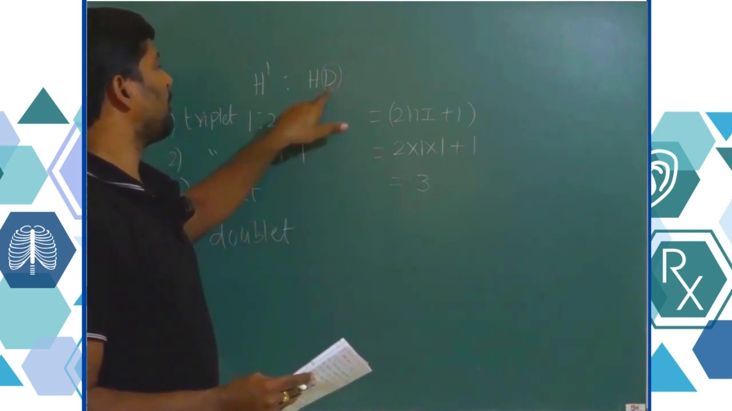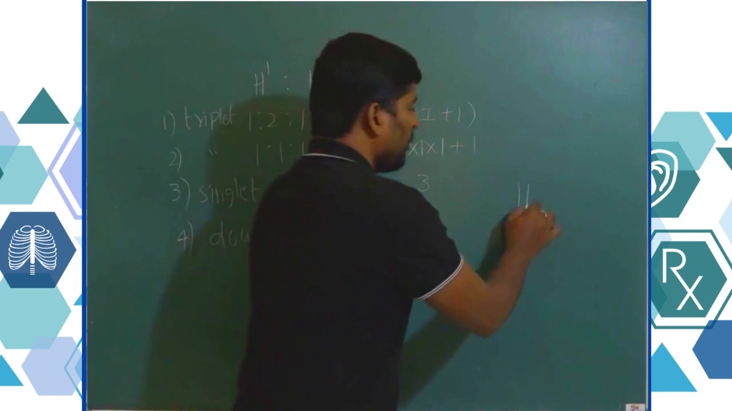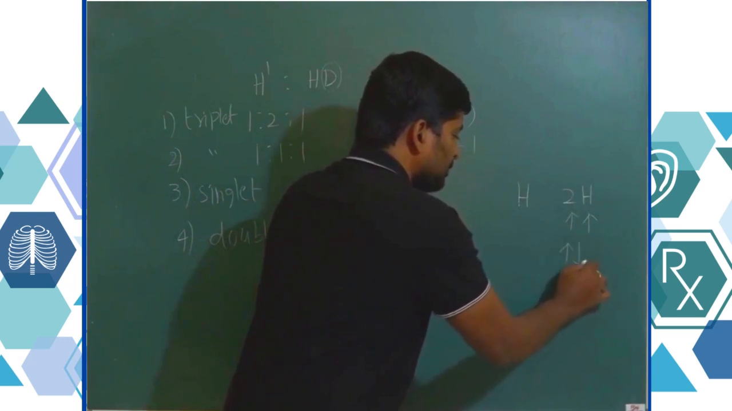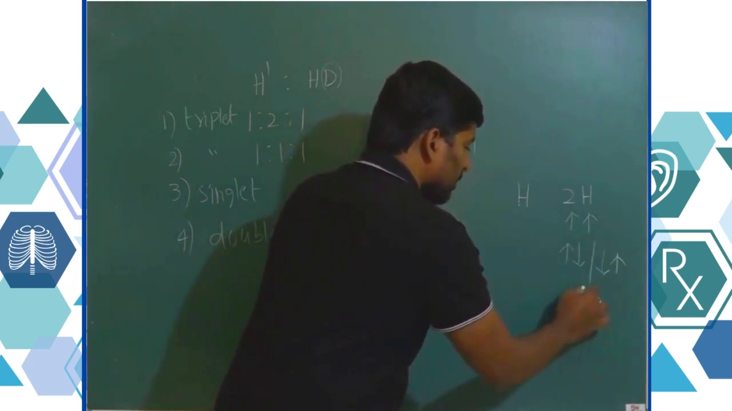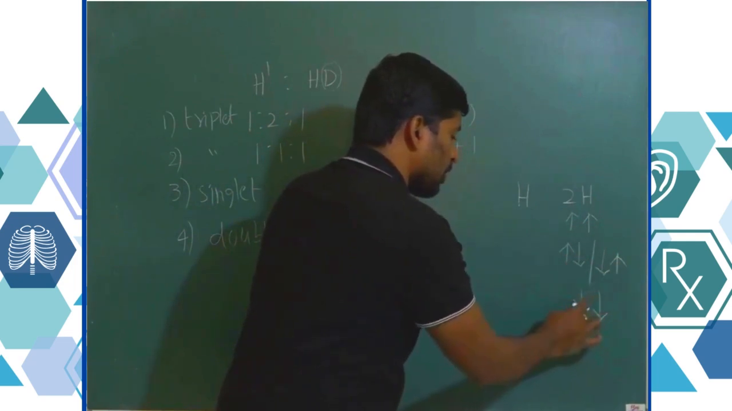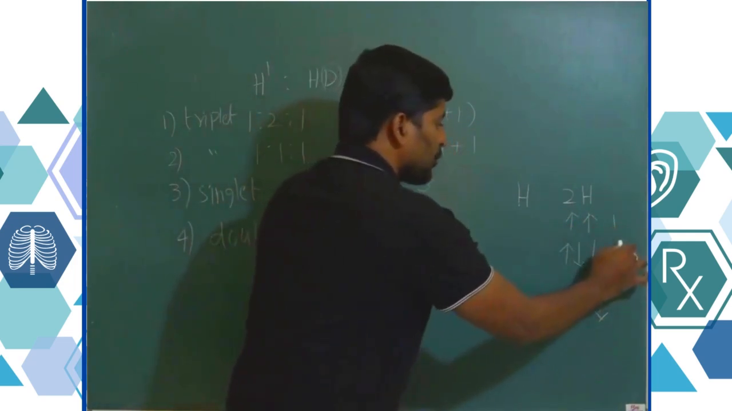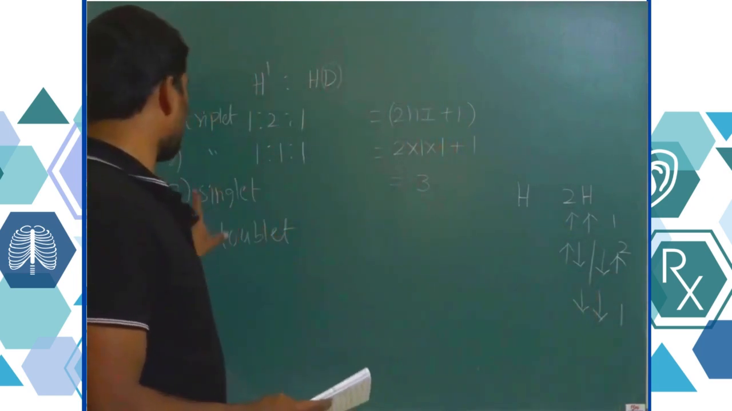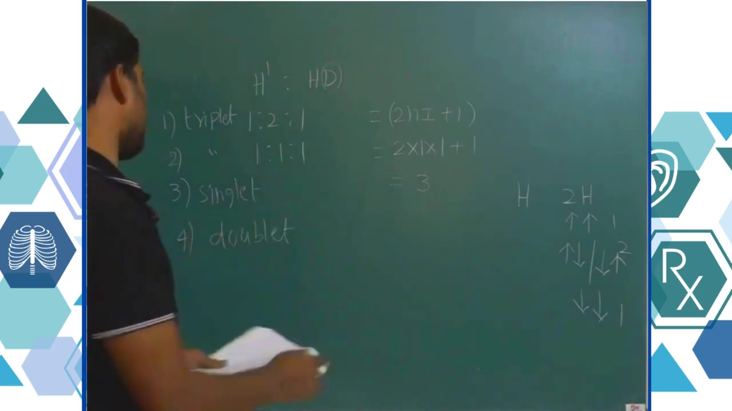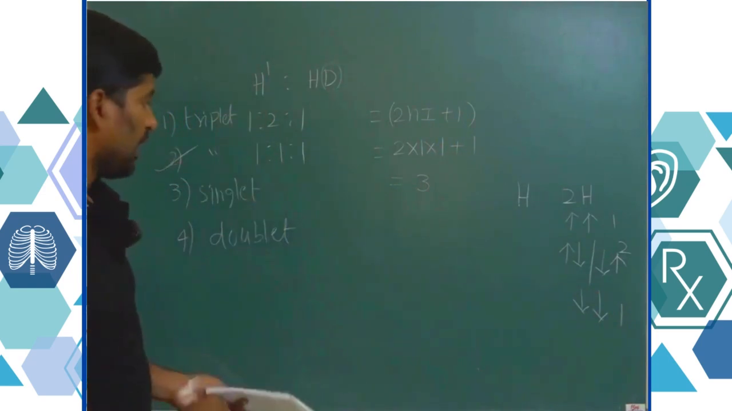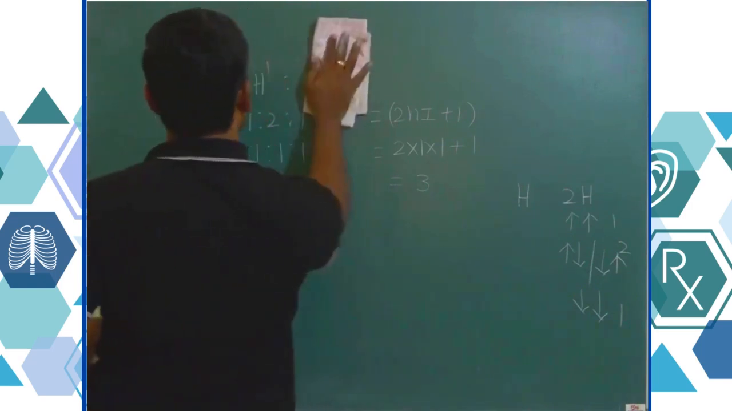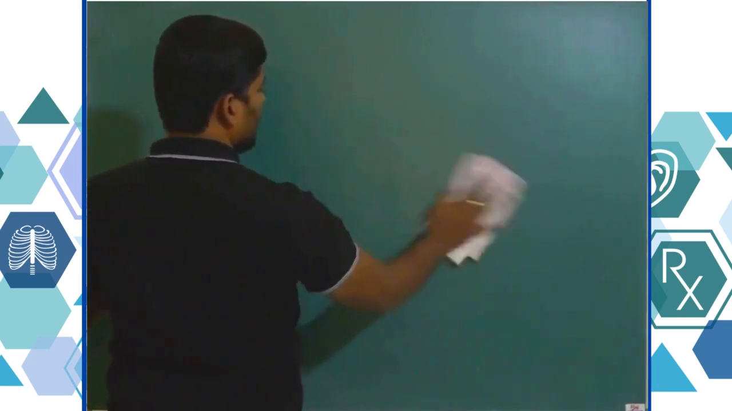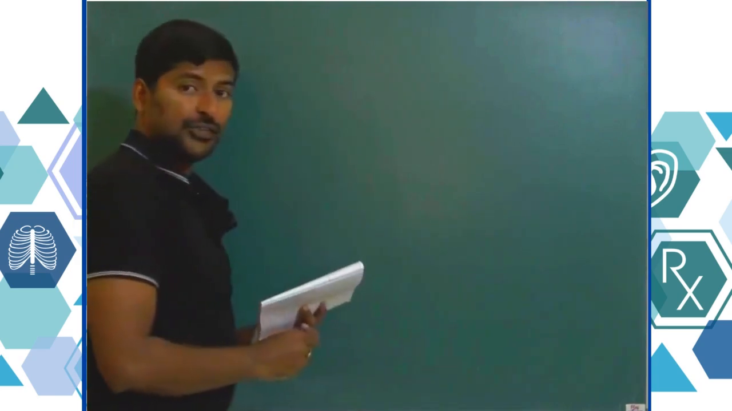But Pascal's triangle is applicable only to proton-proton coupling. Here we have only one deuterium atom. In proton NMR spectroscopy, one H may couple with 2 H atoms, and the possibilities are 2 upward, 1 upward and 1 downward, or 2 downward, so we get 1:2:1. But here we have only one deuterium atom, that's why we will get a triplet with 1:1:1 intensity, since the splitting of the H signal is due to only one deuterium atom.